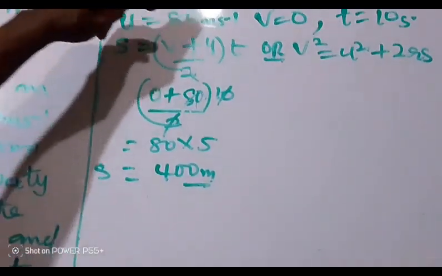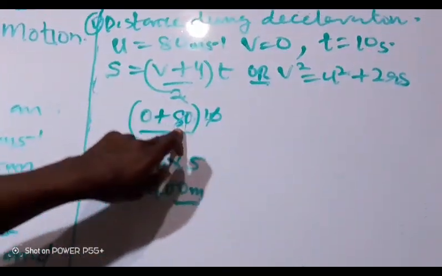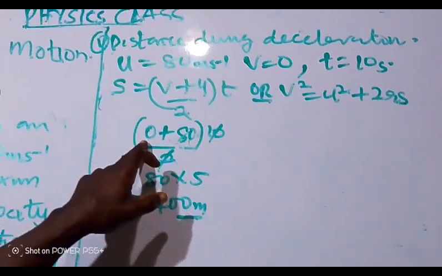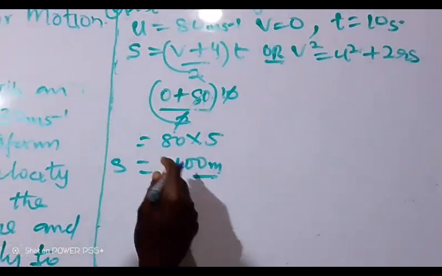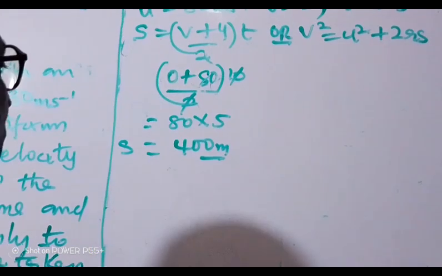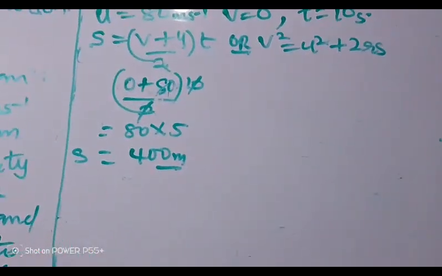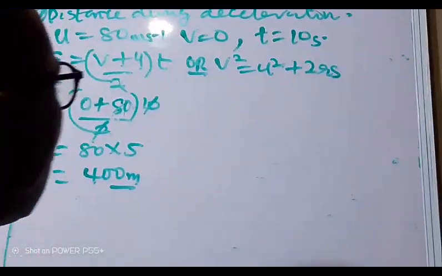Meter. Now U is 80, V is 0. Then multiply by 10 divided by 2. So that's 80 multiplied by 5, it will give us 400 meters. Let's try. Maybe we are going to arrive at the same thing.